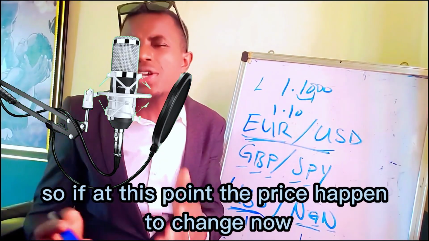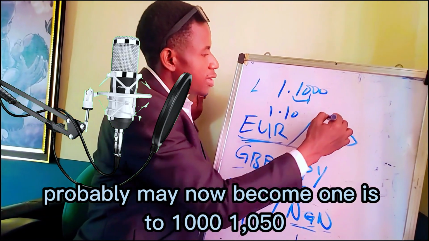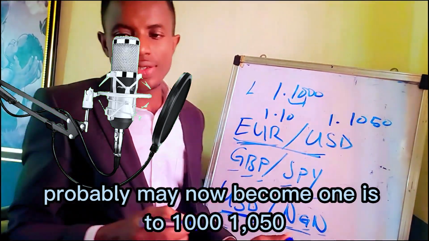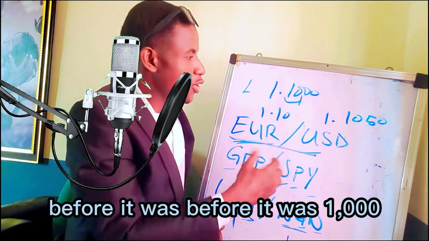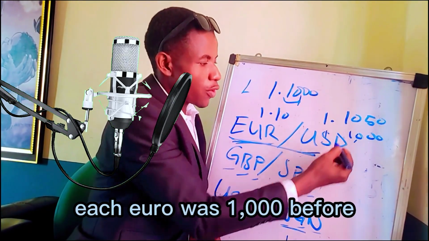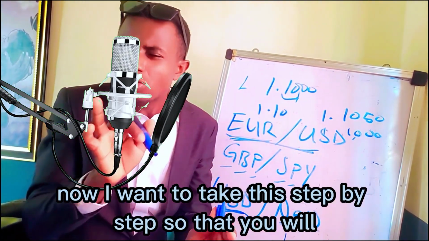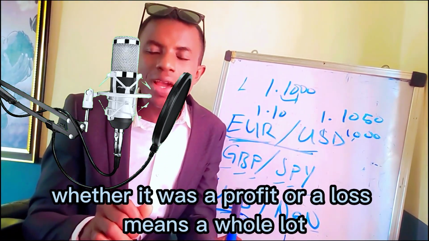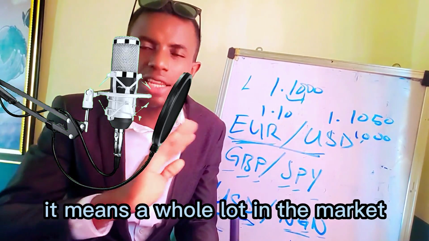If at this point the price happens to change and now becomes 1:1,050, you know what this means? This simply means that the euro is becoming stronger. Before it was 1,000, each euro was 1,000, but now it's becoming stronger by 50. Do you get it? I believe the message is clear. I want to take this step by step so that you will not miss anything. Small changes that happen, whether a profit or a loss, mean a whole lot in the market.